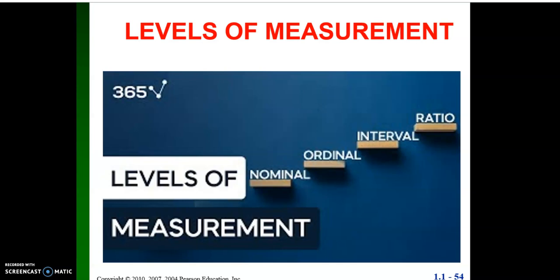For today's lesson, you are going to learn levels of measurement. What are the levels of measurement? There are 4 different types of measurements we call nominal, ordinal, interval, and ratio.